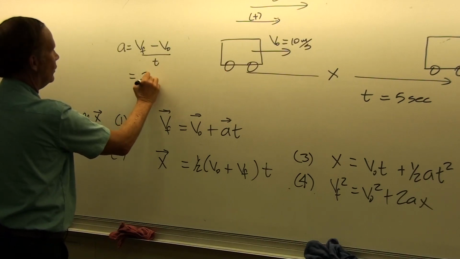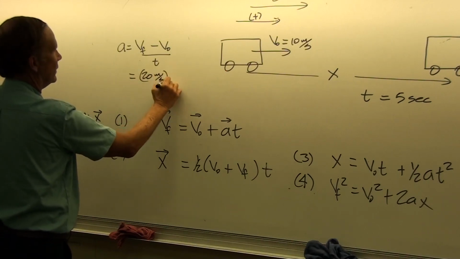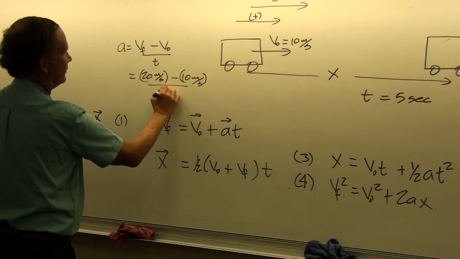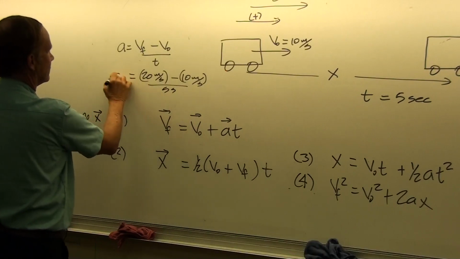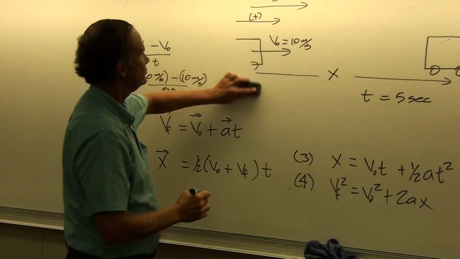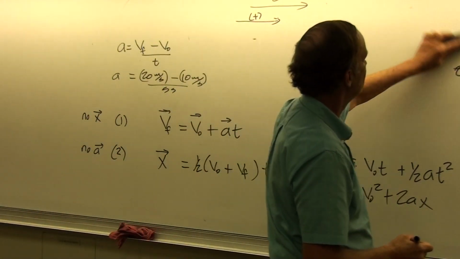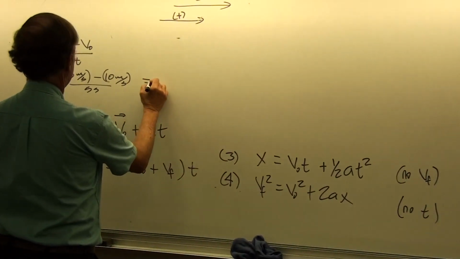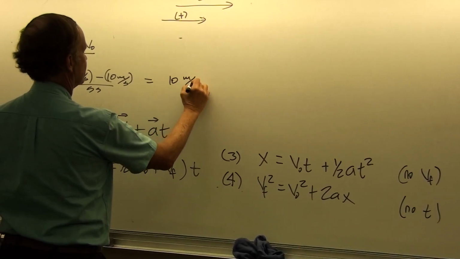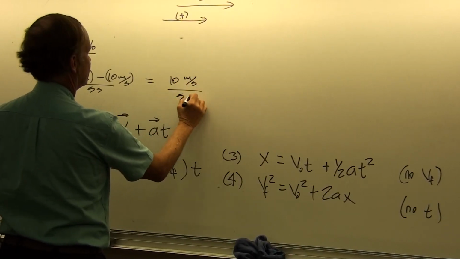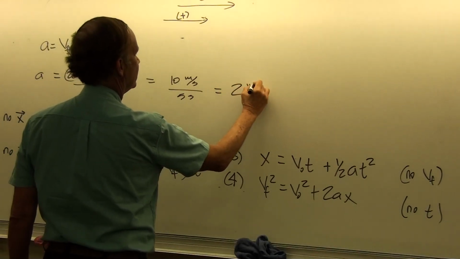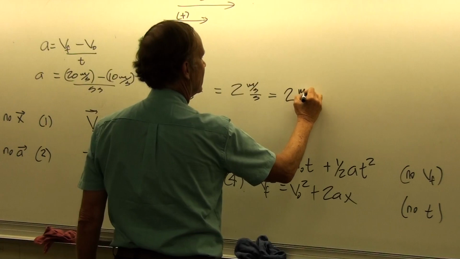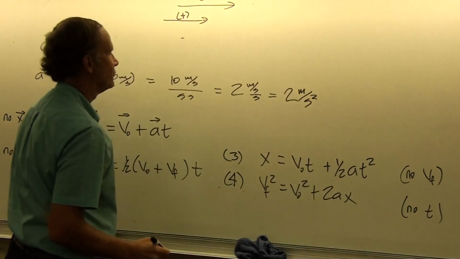V final was 20 meters per second minus V initial, 10 meters per second, divided by 5 seconds. So the acceleration is just 10 meters per second divided by 5 seconds, or 2 meters per second every second, which is the same as 2 meters per second squared.